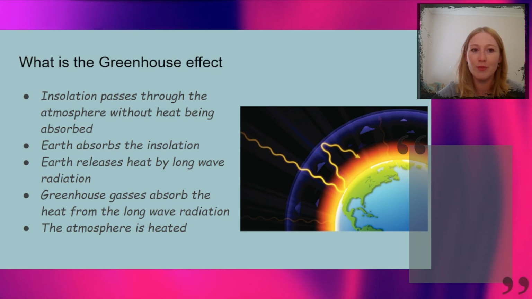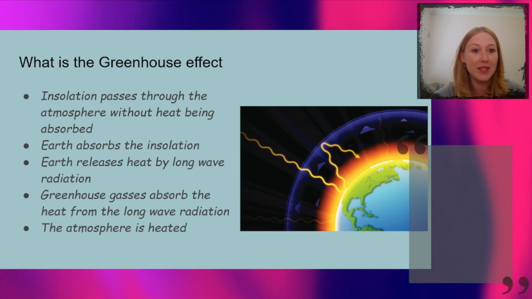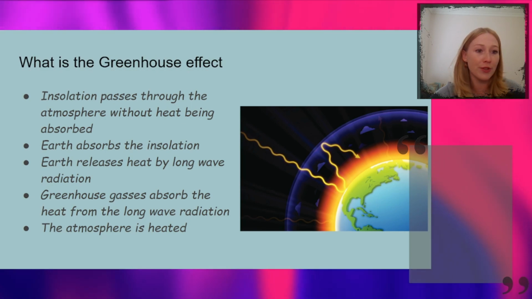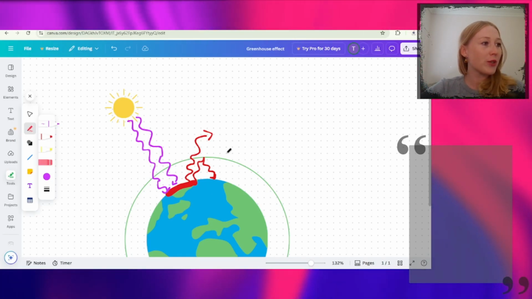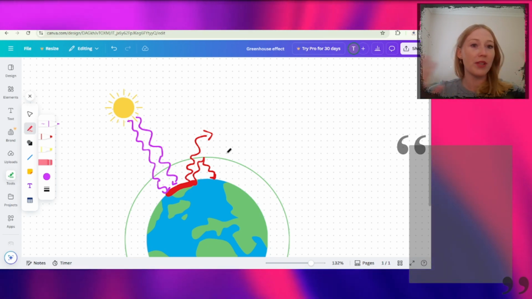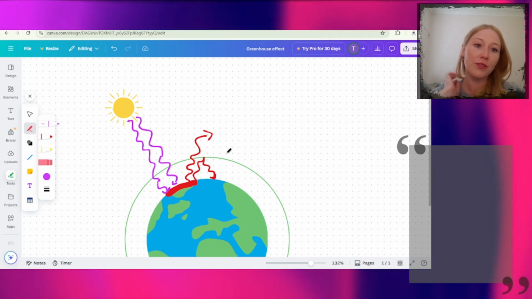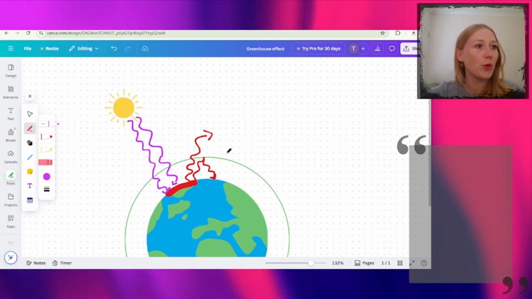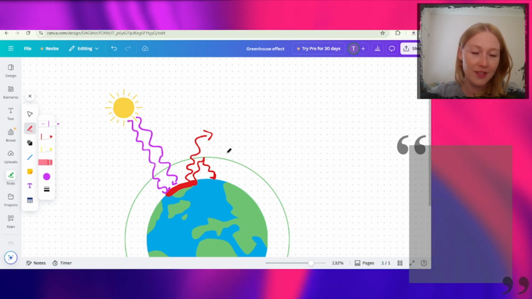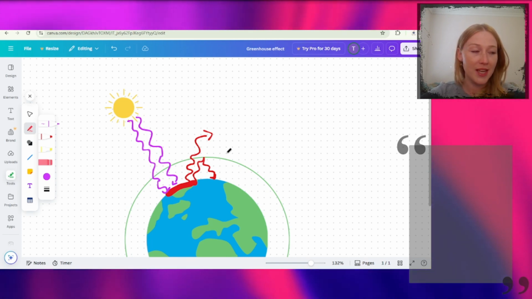This is what keeps us warm. This is what keeps us alive and makes Earth habitable. This balance that we've got is very critical. All life and climate and all of that has settled around this balance, which means that if we are adding more greenhouse gases, it's going to throw the balance out.